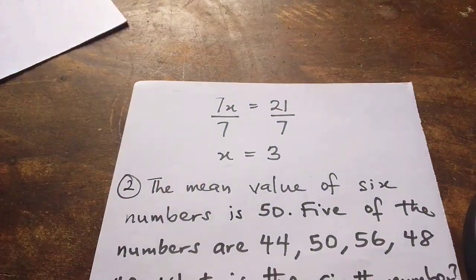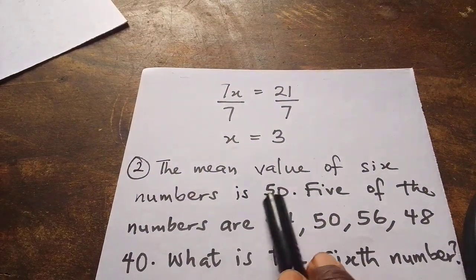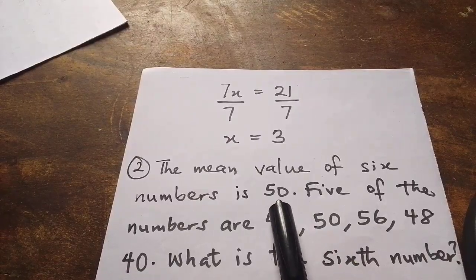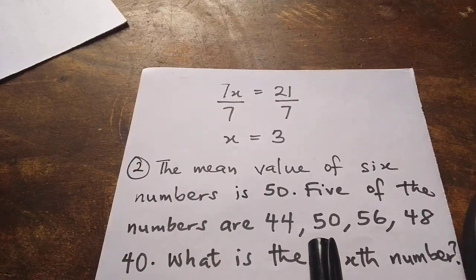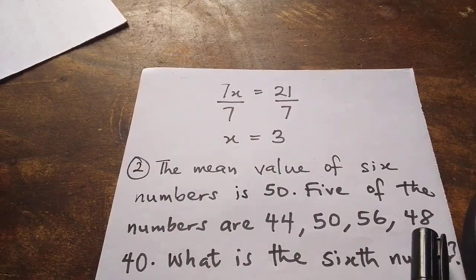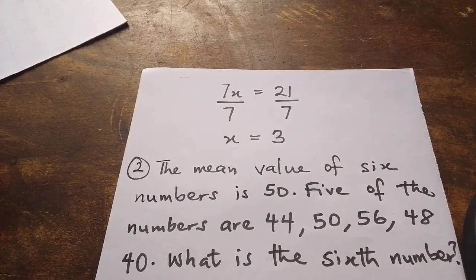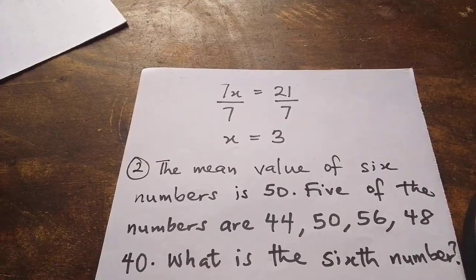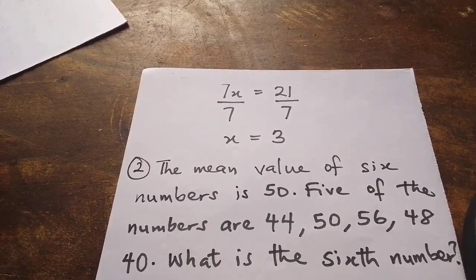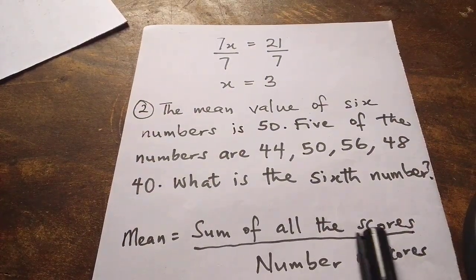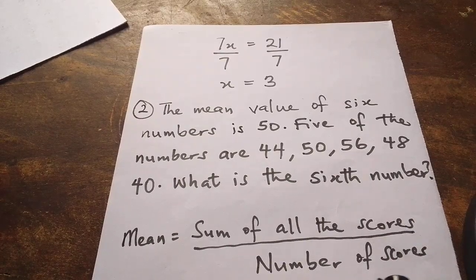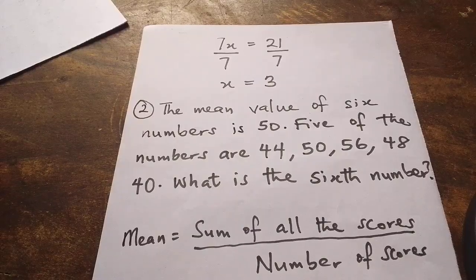Let's look at another example. The mean value of 6 numbers is 50. 5 of the numbers are 44, 50, 56, 48, 40. What is the sixth number? Now, you are given 5 numbers here. Normally, to find the mean, we add all the scores together, then divide by the number of scores. Now, what is the sum of the 6 scores?